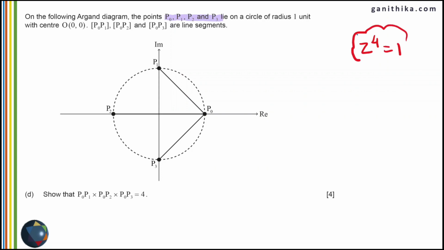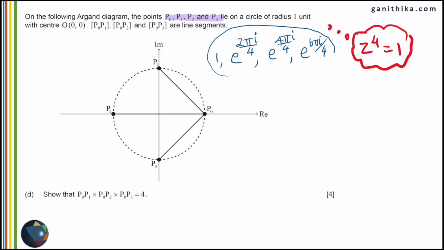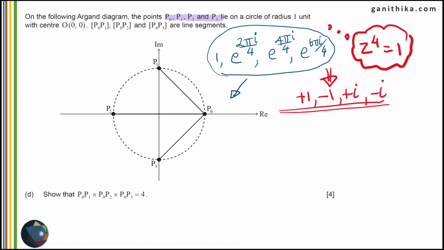In this case, z power 4 equal to 1 is the equation. And therefore, the roots are going to be 1, e to the power of 2 pi i over 4, e to the power of 4 pi i over 4 because n equal to 4, e to the power of 6 pi i over 4 again because n equal to 4. So simplifying all these things in terms of coordinates, we get plus 1, plus i, minus 1, minus i as the roots. And therefore, the coordinates are going to be (1, 0), (0, 1), (minus 1, 0), (0, minus 1).